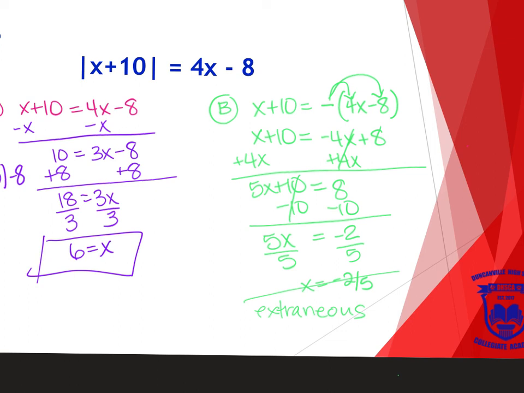So these are the three types of problems that you can have when you're working on absolute value equations. That is why it is imperative that you check your solutions. You have to check your solutions to make sure that they work. You can have no solutions. You can have one solution and one extraneous solution, or you can have two solutions.